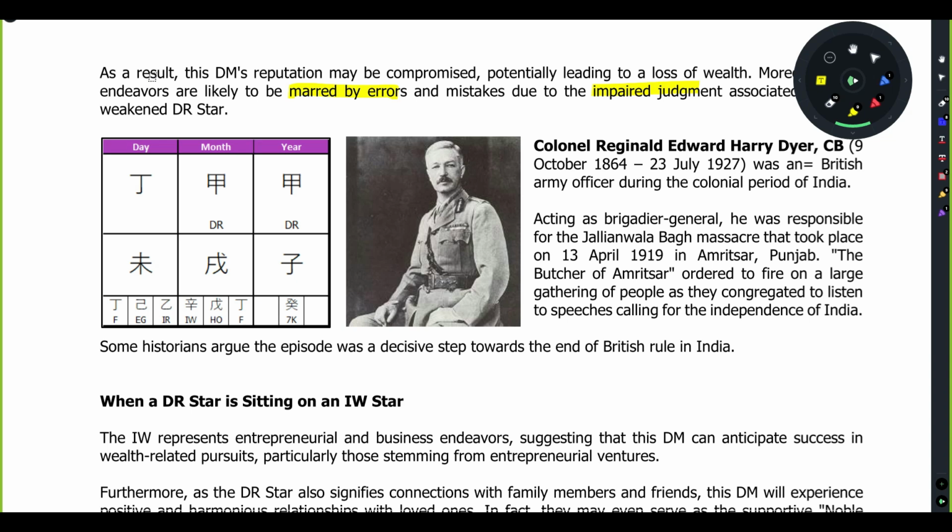Now, this person was a British Army officer, acting as a brigadier general. He was responsible for the Amritsar massacre that took place during the early years when Indians were fighting with Mahatma Gandhi, looking for the independence of India. He was instrumental in ordering fire on a large gathering of people, in which by some accounts 1,500 innocent people died while they were listening to speeches calling for the independence of India.